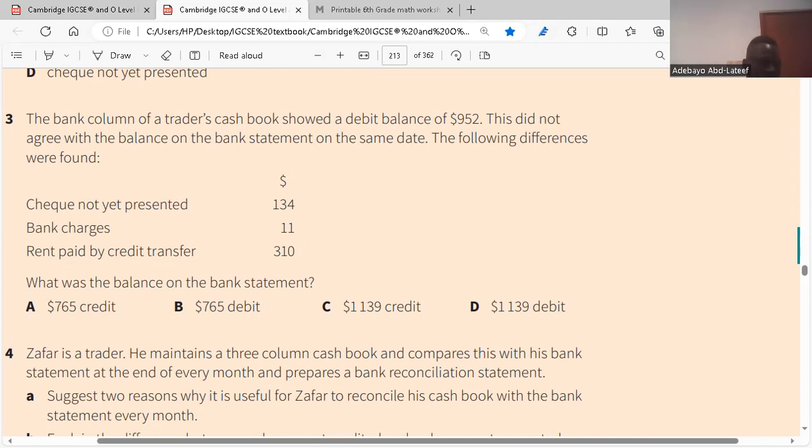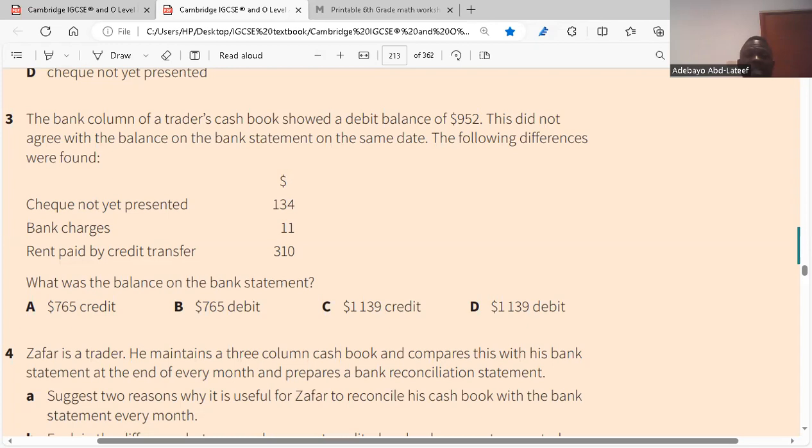We have the balance is 952 in the cash book minus check not yet presented. The check not yet presented should be added. In the cash book, you have 952 as your cash book. A check that is not yet presented should be added. So 952 in your cash book, now 952 plus 134. And then we minus the charges. Now, bank charges.